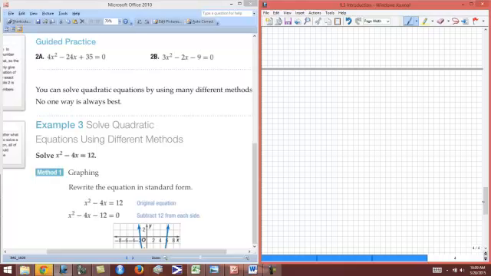So let's look at GP2B, and let's see what's happening here. We've got 3x squared minus 2x minus 9 equals 0. So a times c is negative 27, and we're looking for factor pairs of negative 27 that combine to equal negative 2. One positive, one negative.